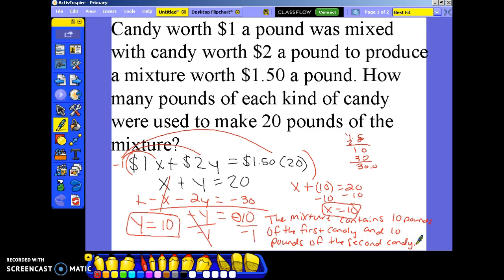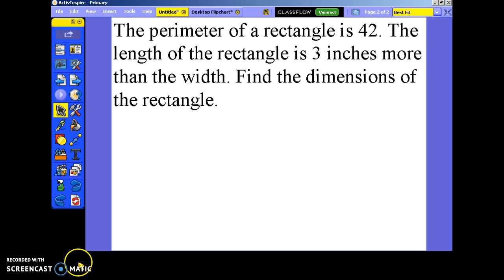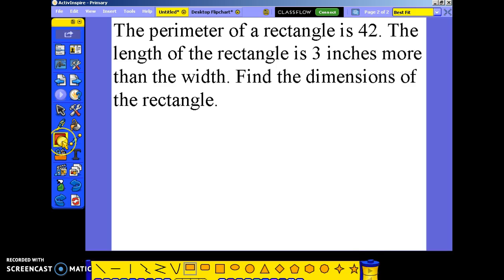It just so happened to be that this mixture was half and half, but if I were to use different numbers, of course I would get different amounts of each type of candy. That's just how it happened to work out this way. Alright, number 2, the perimeter of a rectangle is 42. The length of the rectangle is 3 inches more than the width. Find the dimensions of the rectangle.